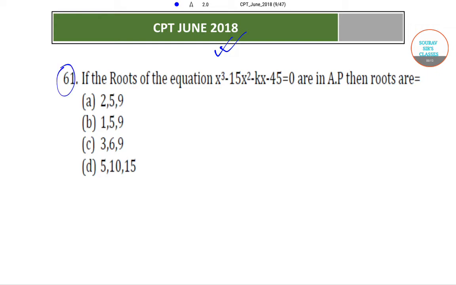In question number 61 it has been said that if the roots of the equation x cube minus 15x square minus kx minus 45 is equal to 0 are in AP, then the roots are: option A 2, 5, 9; option B 1, 5, 9; option C 3, 6, 9; and option D 5, 10 and 15. So these are the four options.